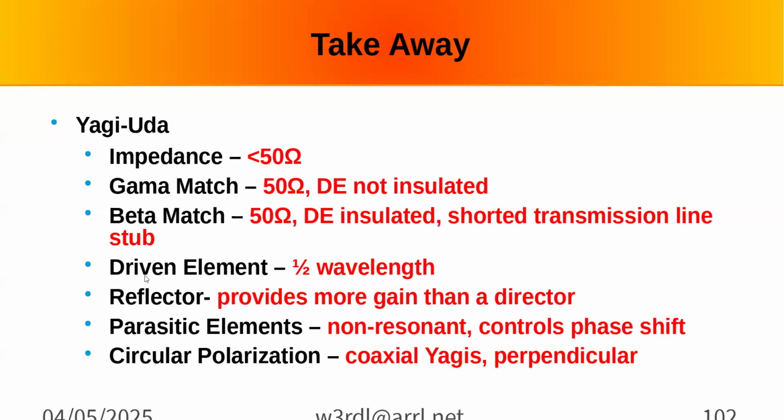Okay, we talked about gamma matches, beta matches, which is essentially a stub. Driven elements are approximately half wavelength long. For some reason, when you see these formulas and work them out, they're usually less than half a wavelength. But I guess that's just compensating for velocity factor. So they're probably electrically a half wavelength, physically shorter.